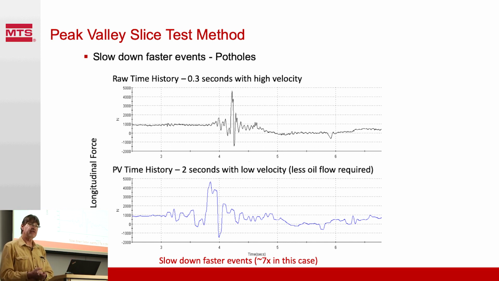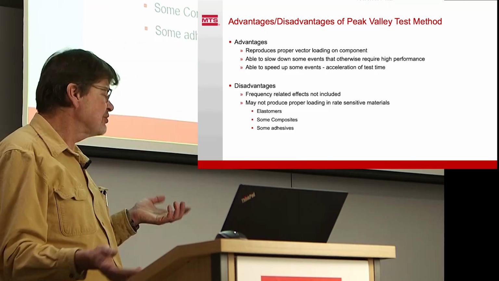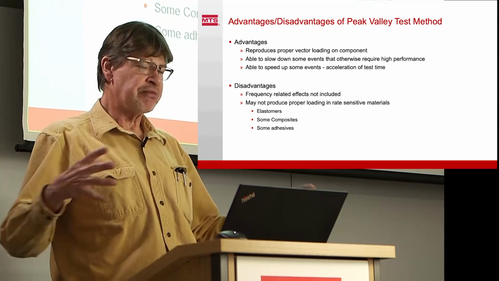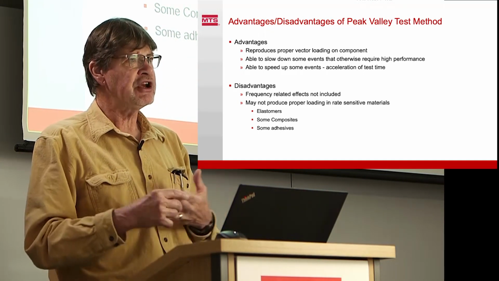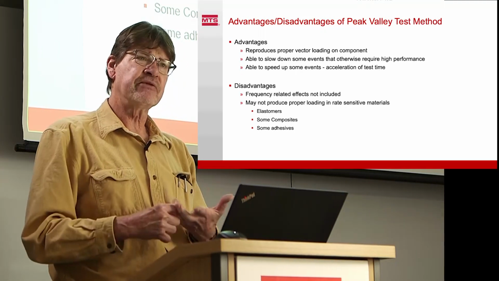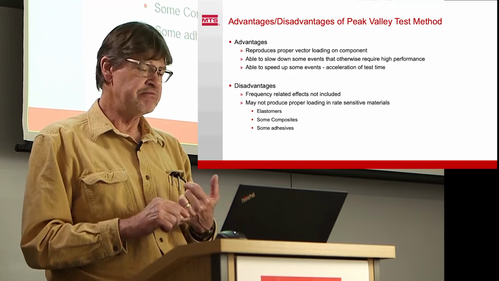We're going to get the same level of accuracy and fatigue damage with much less oil flow, much smaller valves, much easier to control rig. So that's basically your advantages of a peak valley test, is we can compress things very well. We can reproduce the proper loading because we've got amplitude and phase maintained from multi-axial inputs. We're able to slow down high performance events, and we're able to speed up slow speed events to minimize test time.